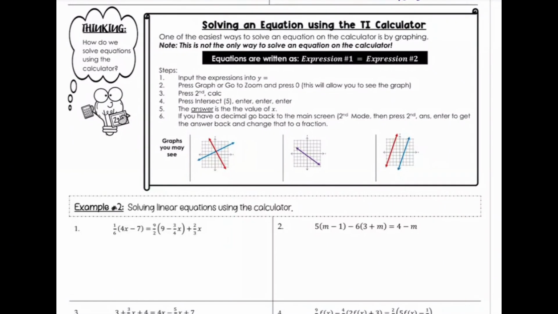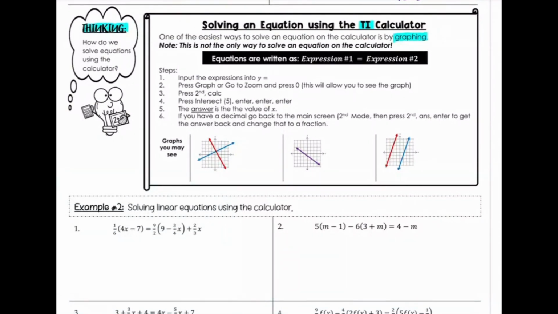So let's take a look at our next topic. How do we solve equations using the calculator? Solving an equation using the TI calculator. One of the easiest ways to solve an equation on the calculator is by graphing. Note, this is not the only way to solve an equation on the calculator.